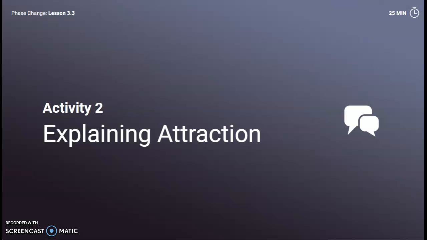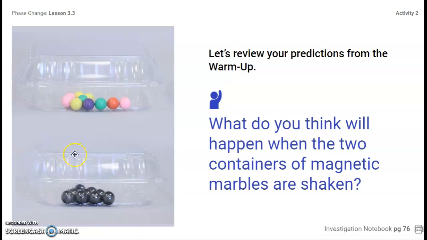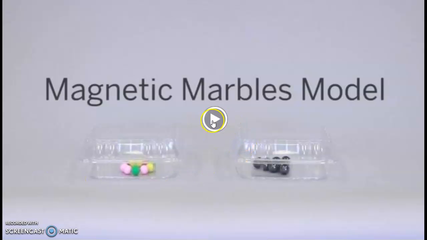So we're going to move on to activity 2, where you're going to be explaining the attraction between the molecules. So let's review your predictions. If you want to pause the video here and discuss with your partner, what do you think will happen when the two containers of magnets are shaken? In an earlier lesson, you actually used these marbles to model how molecules behave when you transfer energy to them. In this video you're about to watch, you'll see the model just like the one you used, and a second model where the marbles are made of much stronger magnets than the ones that you had. So here's that video.